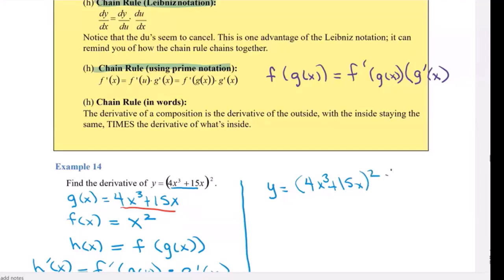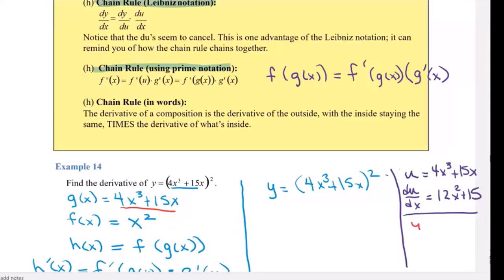And now I'm going to make another little sidebar here. I'm going to say, let's let u equal the inner function. Then I have du dx is equal to 12x squared plus 15. Hopefully by now you understand how I do that. Y equals u squared, dy du is equal to 2u.